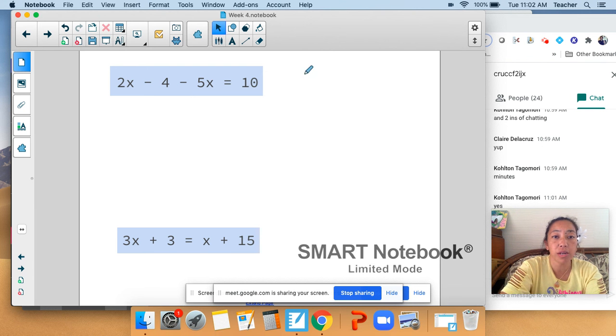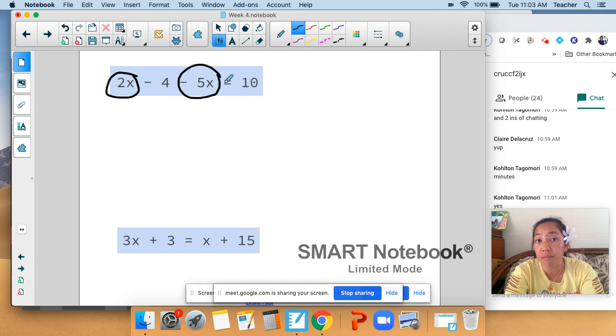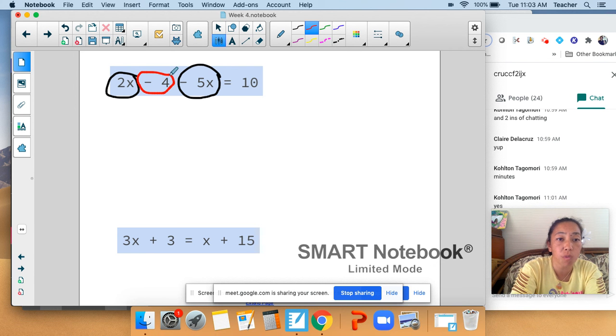Okay, so you see here we have a 2x. There's no symbol in front of it, so we know it is a positive. And then we have this 5x, and it's actually a negative 5x. See how I grouped in that negative sign there with it? And then we also have this negative 4.